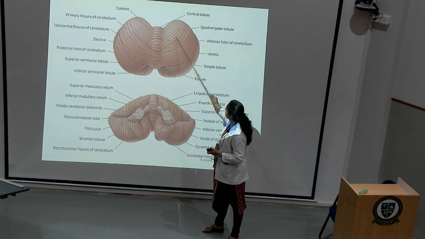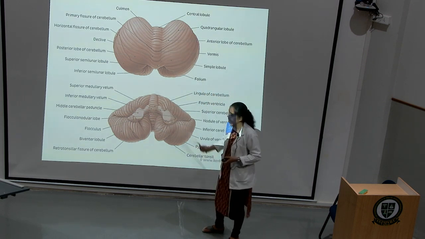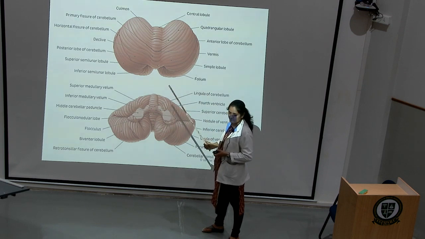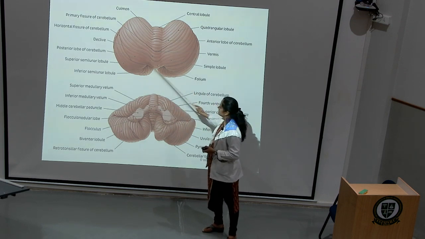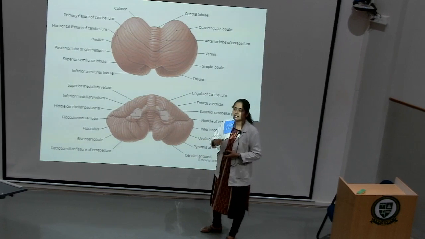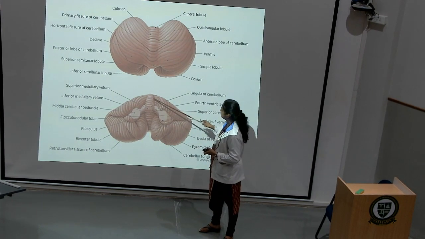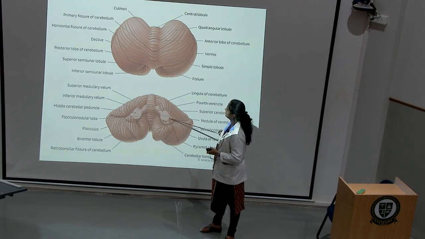So all these lobe-like structures that you are seeing are the folia, and in between them are the fissures. Now this is the superior surface you are seeing, just beneath the tentorium cerebelli, and this is the inferior surface you will be able to see.